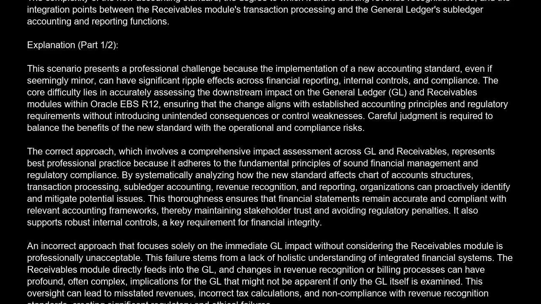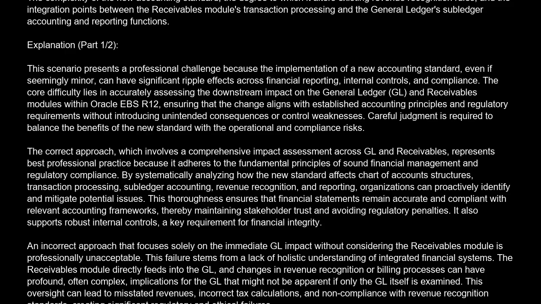The correct answer is D. The complexity of the new accounting standard, the degree to which it alters existing revenue recognition rules, and the integration points between the receivables module's transaction processing and the general ledger's sub-ledger accounting and reporting functions.